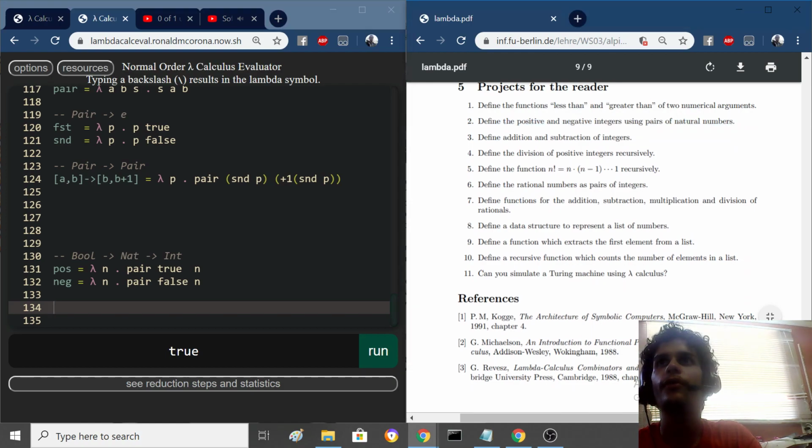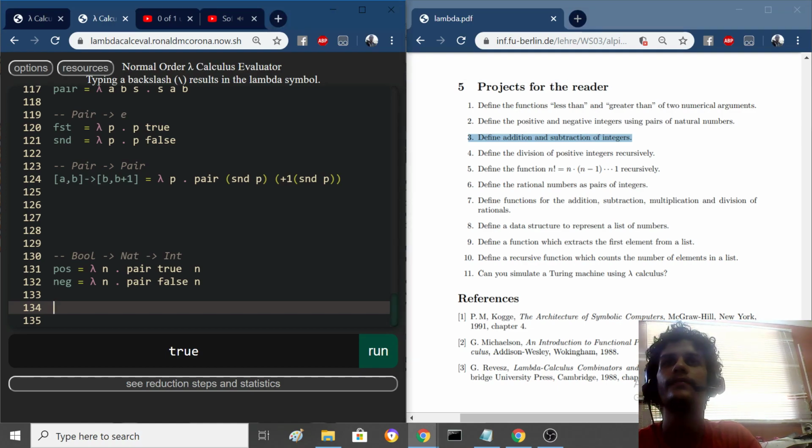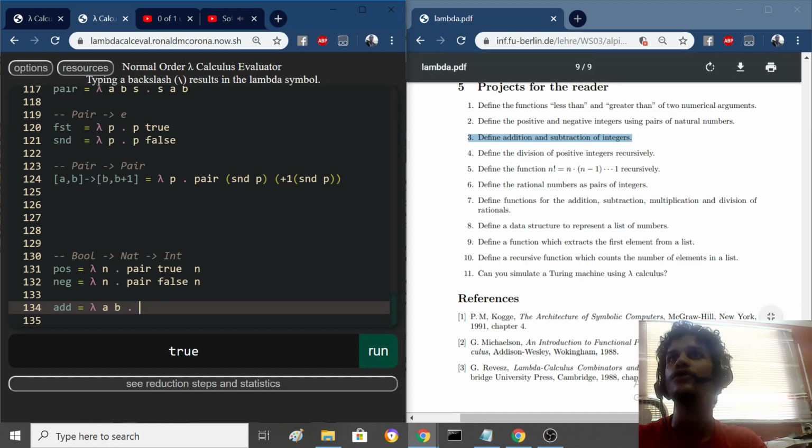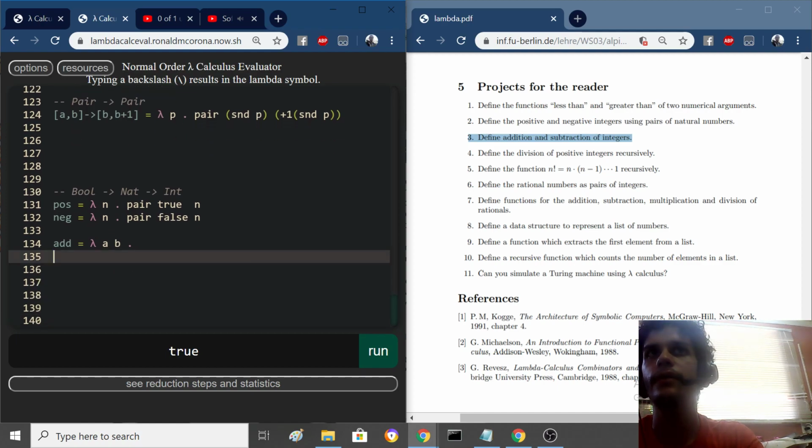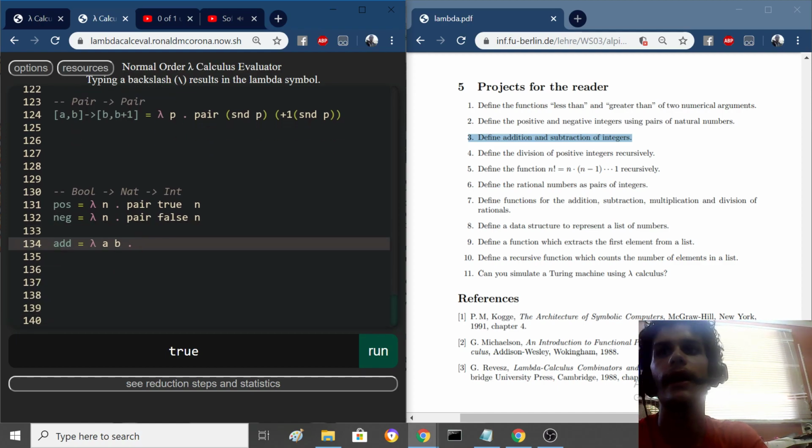Now we can move on to number 3, which is define addition and subtraction of integers. So we'll do that. Add, right? This time I'll call it add. It takes an A and a B. If you want, please pause the video. And for all of these, I don't have to keep repeating myself and saying that before every single question. You might as well just pause the whole video now, try every single question out, and then check your work afterwards. So anyways, I will move on.